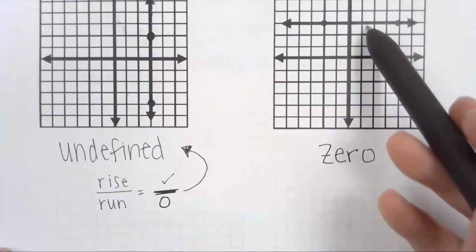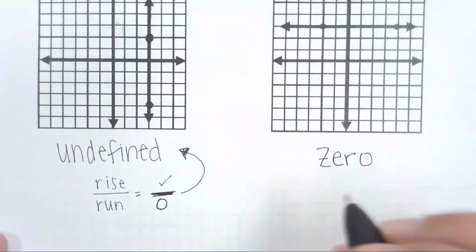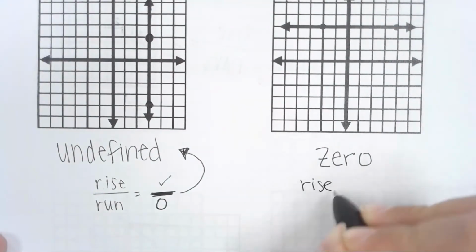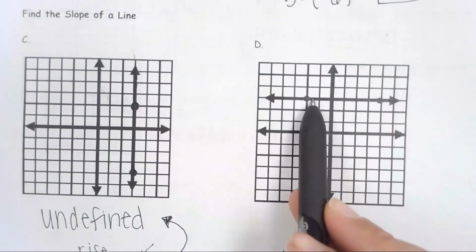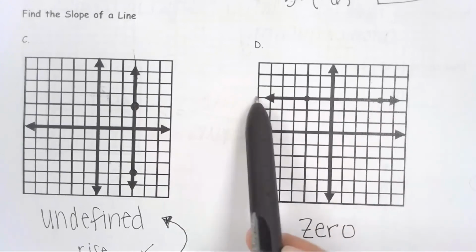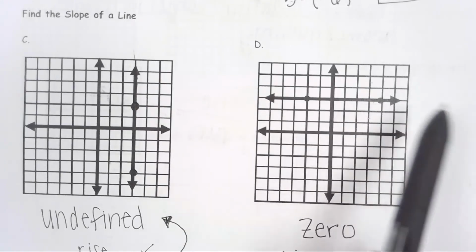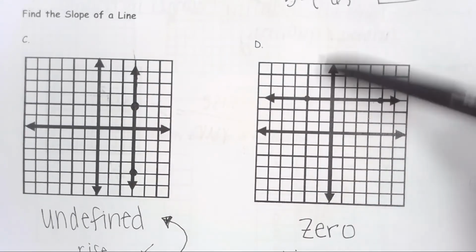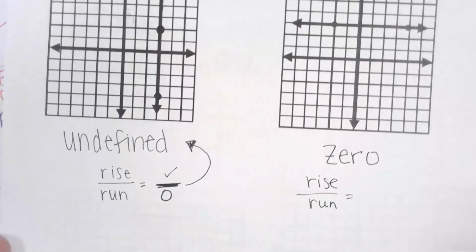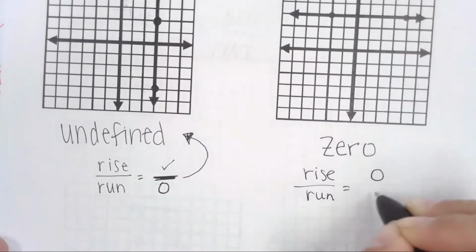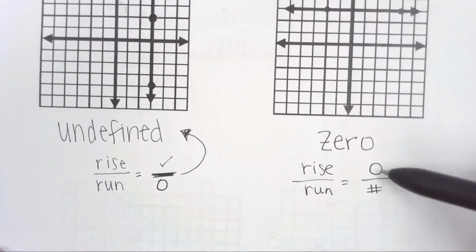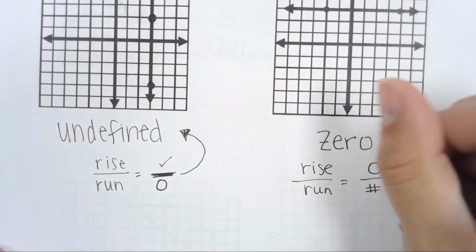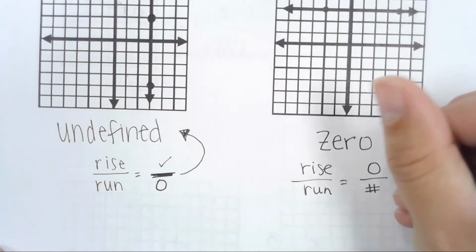And then same situation with this line over here. Again, if we were looking for the rise over the run, notice how if I pick 2 points on this line, I'm just running forever. So I'm running in both directions forever, and I am not rising whatsoever. So that means that my rise would be 0, and then my run could be whatever number I want. And then when you take 0 divided by a number in your calculator, it does equal 0. So that's why we call it a zero slope.